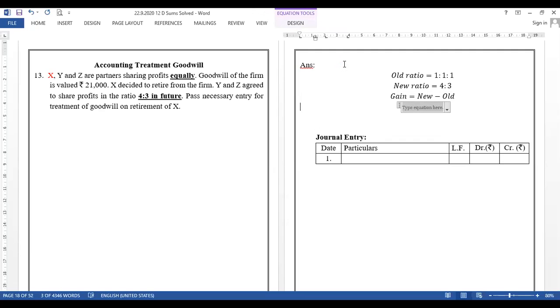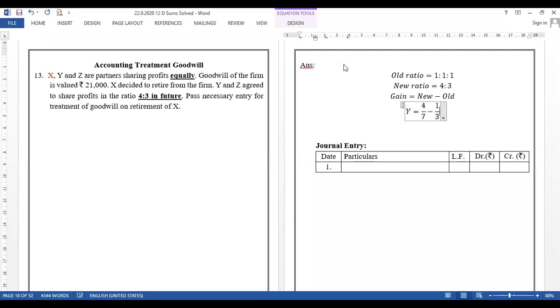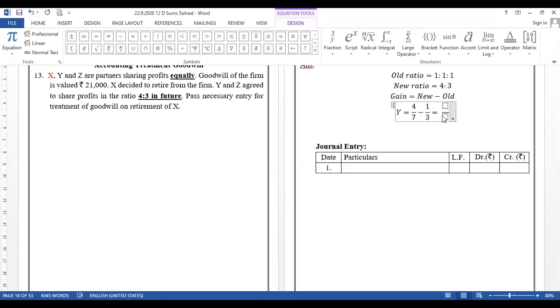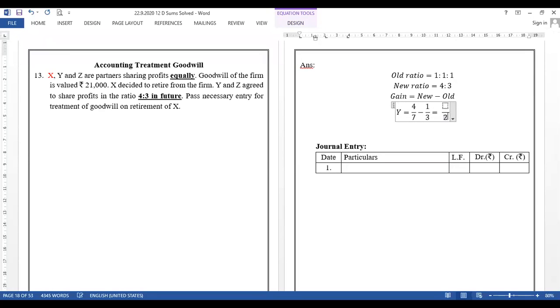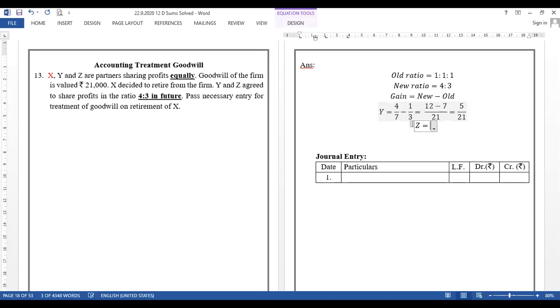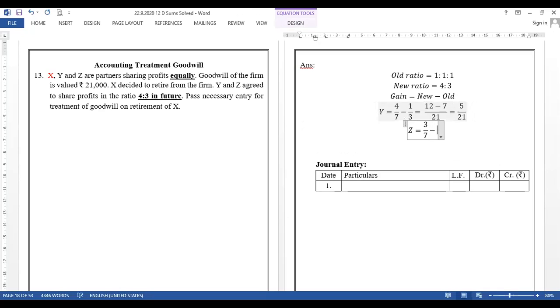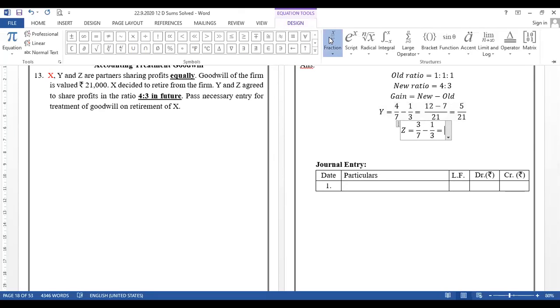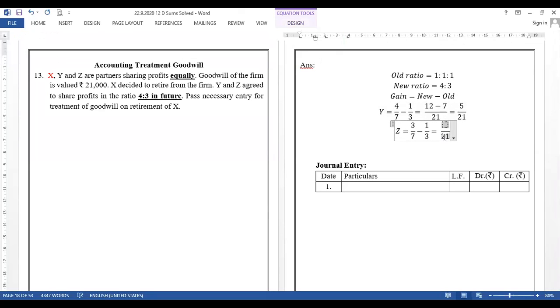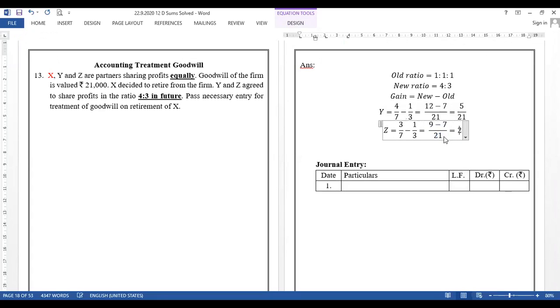Okay, so for Y, new is 4/7 minus 1/3. Yes, LCM over here will be 21: 3 7s are 21 and 3 4s are 12, minus 7, so that is 5/21. Okay, so this is for Y, and for Z this will be new as 3 by 7 minus 1 by 3. LCM is again 21, 3 3s are 9, minus 7 1s are 7. So 9 minus 7 is 2 by 21.